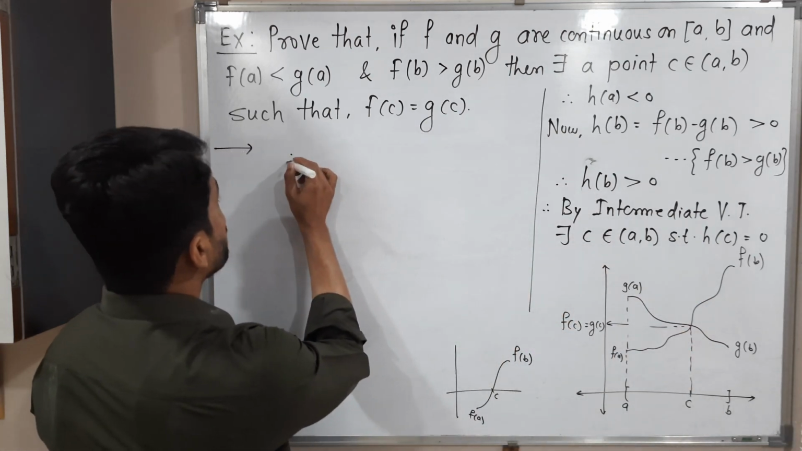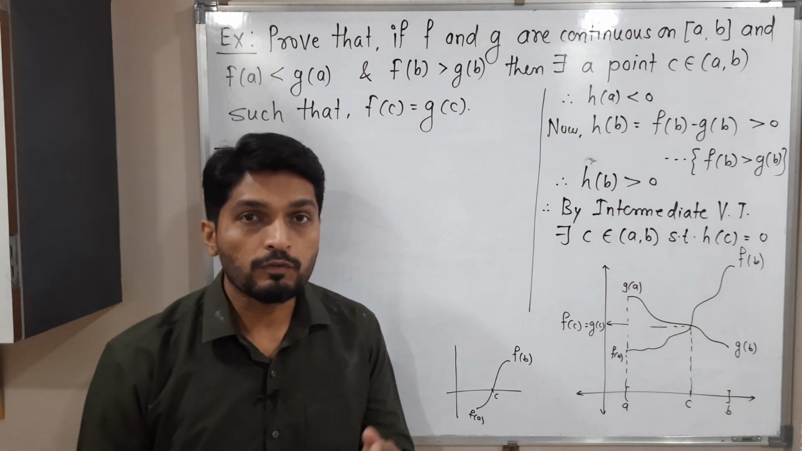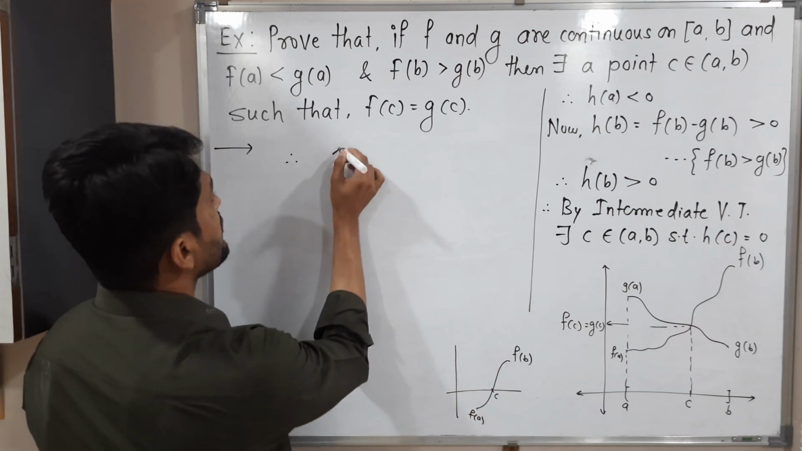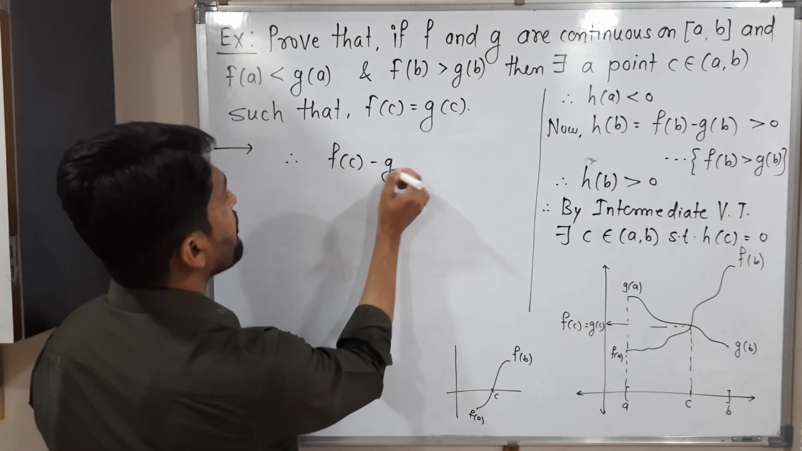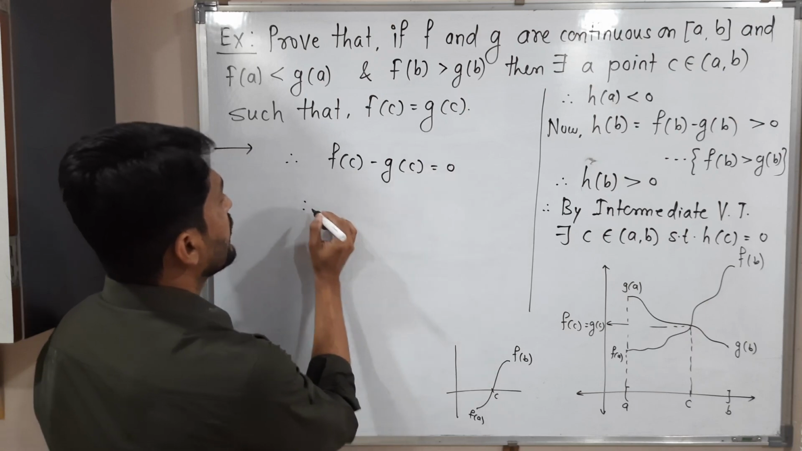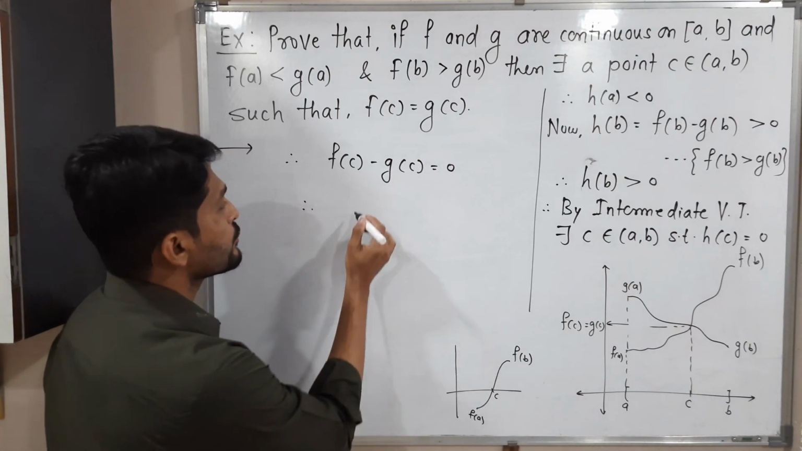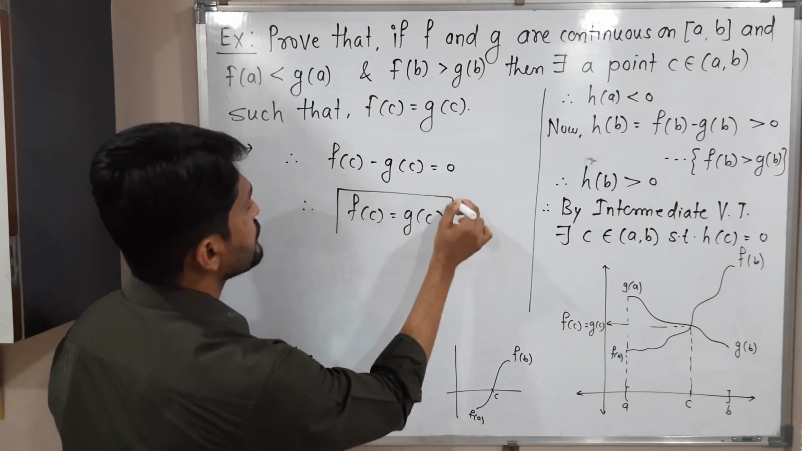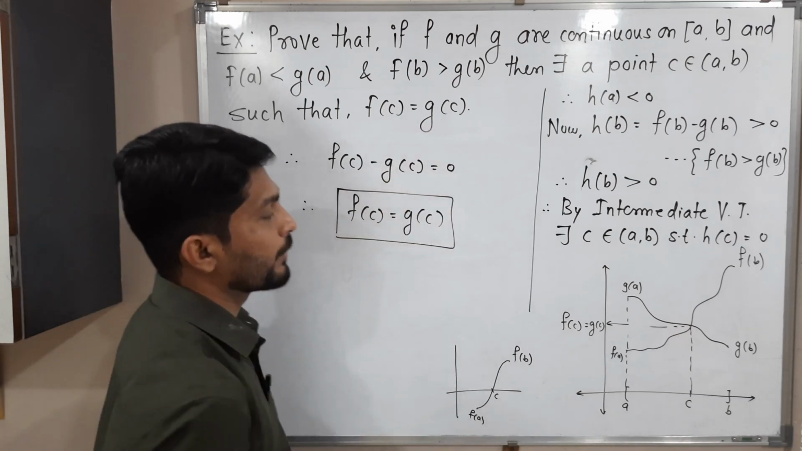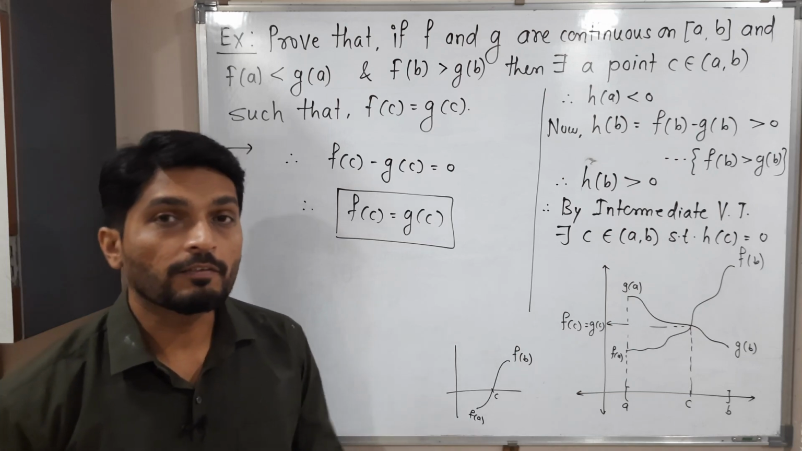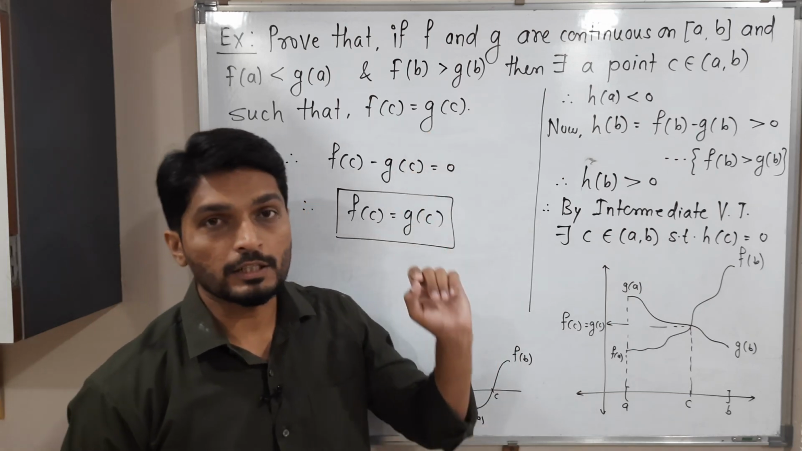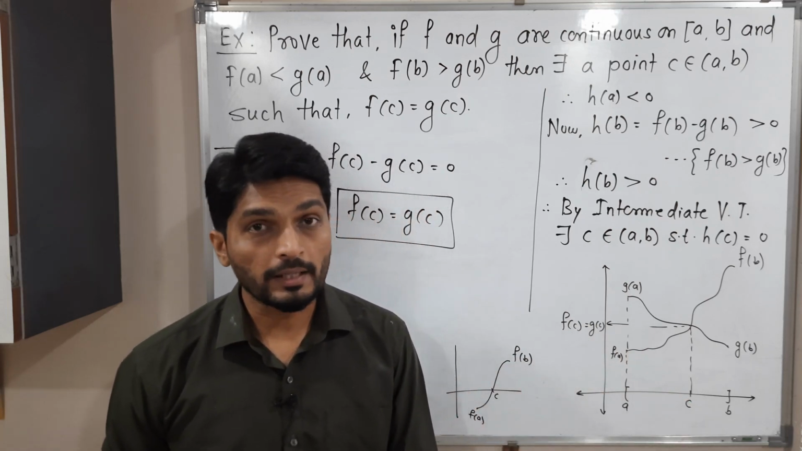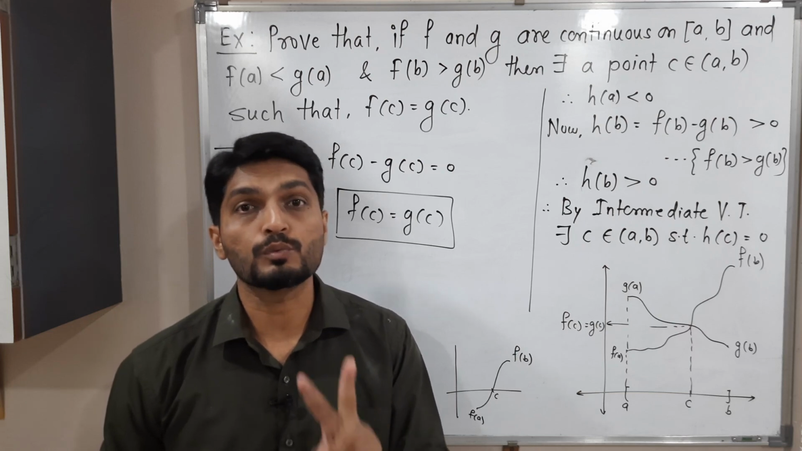So what is h of x? It is f of x minus g of x. By the definition, h of C is nothing but f of C minus g of C, which is equal to 0. Let us shift g of C to the other side. So you will get f of C is equal to g of C. So the thing which we wanted, we got now. In this way we proved that if f and g satisfy these conditions, then definitely we can find some point C in the open interval AB at which both functions have the same value.